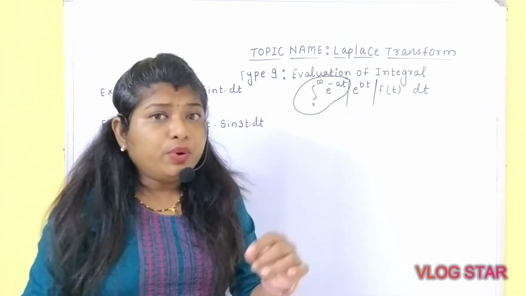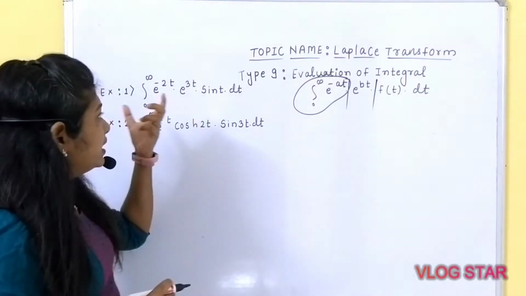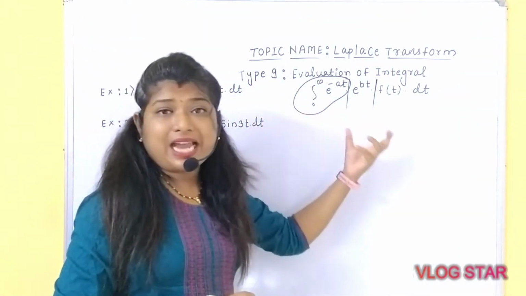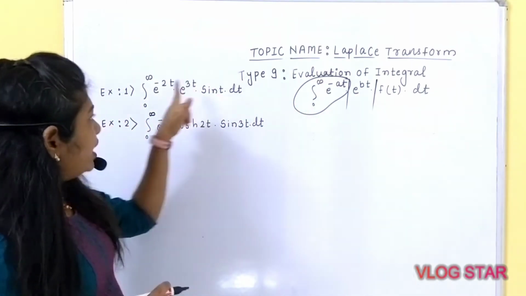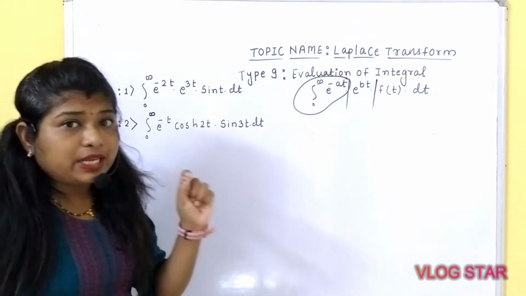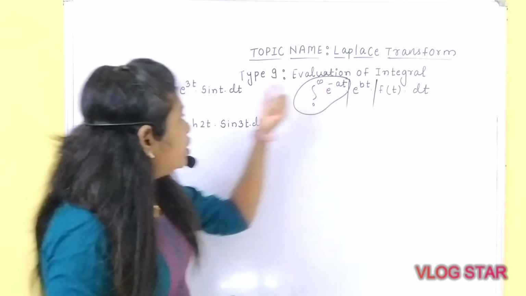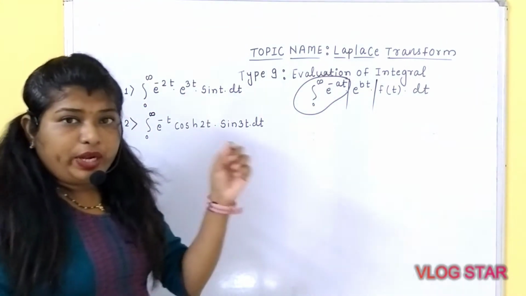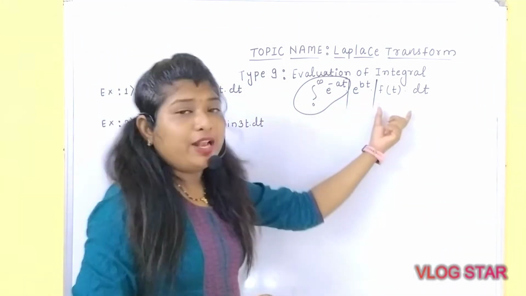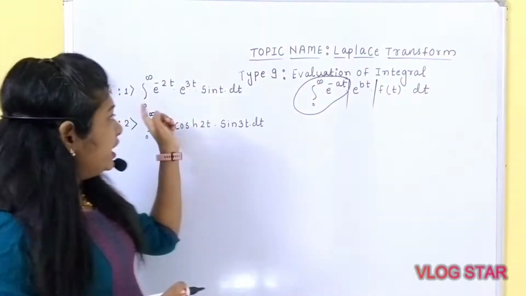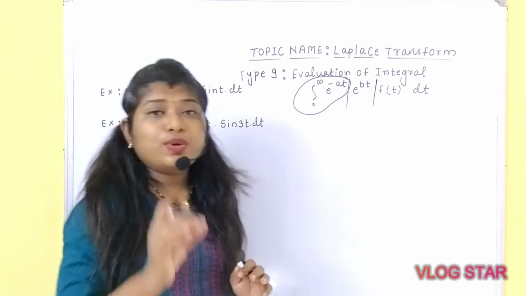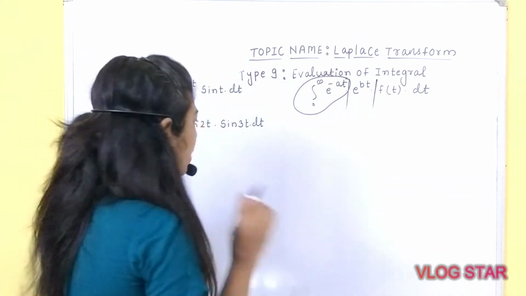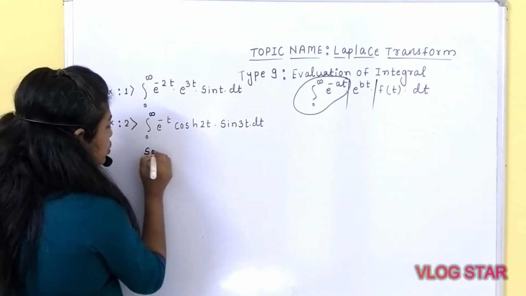Now what you need to do? You have to compare the given example with the standard form. If you observe carefully, what is the value of a? a is equal to 2. What is the value of b? b is equal to 3. What is the value of f of t? In the given example, f of t is equal to sin t. So as I told you, step number 1. Let's begin with the solution.